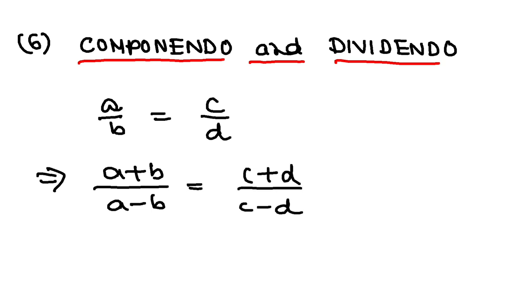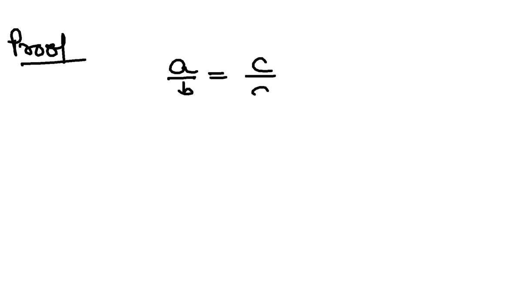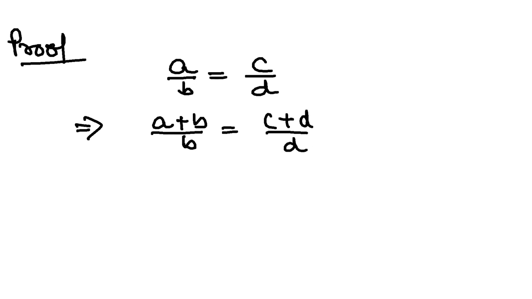So this is an extremely important property. So let's try the proof for this one now. So the proof for componendo and dividendo. What is given? a/b = c/d. If I apply componendo here, we'll have (a+b)/b = (c+d)/d. This I'll get if I apply the property of componendo.